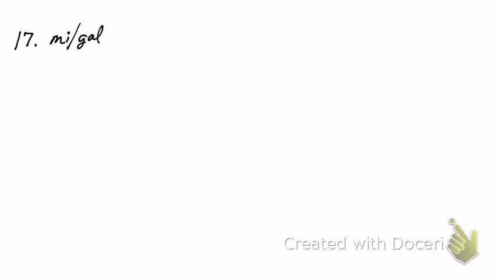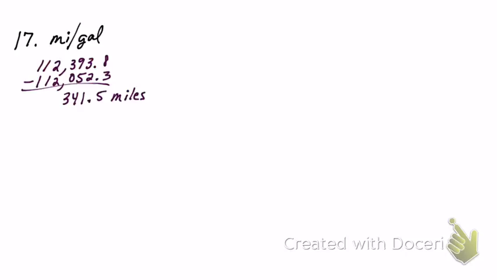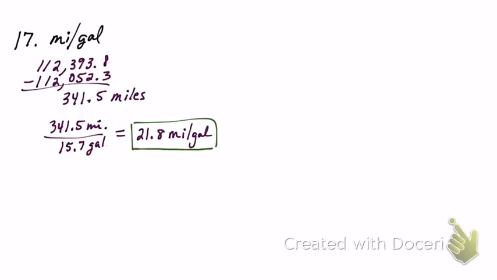So in this problem, I'm not going to read it to you this time, but we know that we need miles per gallon. And so if you look at the two odometer readings, if we subtract those, we'll find out how many miles we traveled, and we were told how many gallons we used. Let's go ahead and do the subtraction here. So we traveled 341.5 miles, and we used how many gallons? 15.7. So if we write 341.5 miles over 15.7 gallons, when we simplify this, we'll get our miles per gallon. And so when you do that, you get about 21.8.